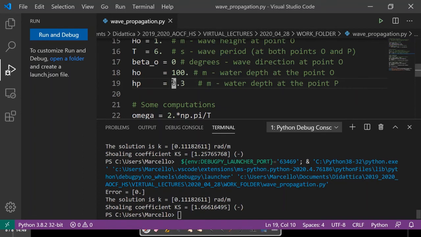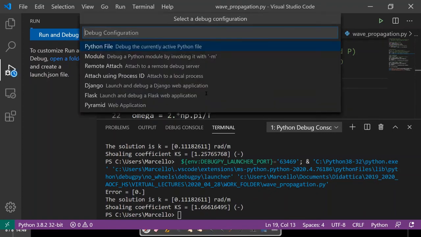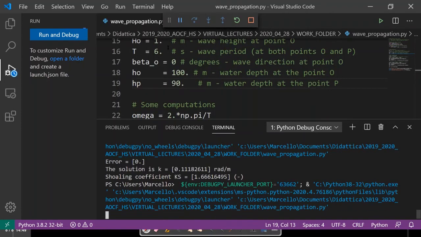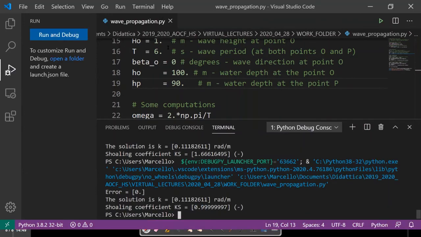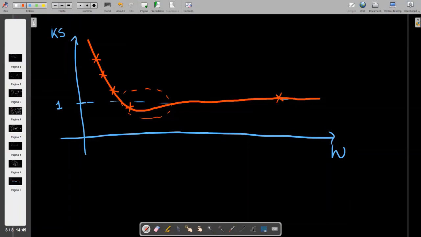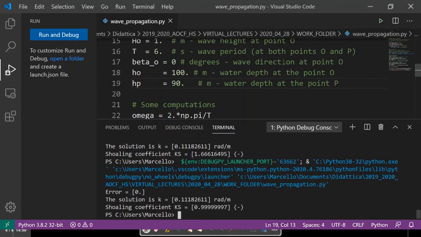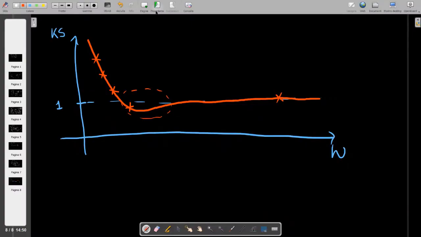If we have a higher water depth, more or less equal to the water depth at the point located offshore, we can compute again, and Ks should be more or less equal to 1. We can confirm this by looking at the number, and as you can understand, this is more or less equal to 1, of course. So we are somewhere here. Now we have done then up to this point.